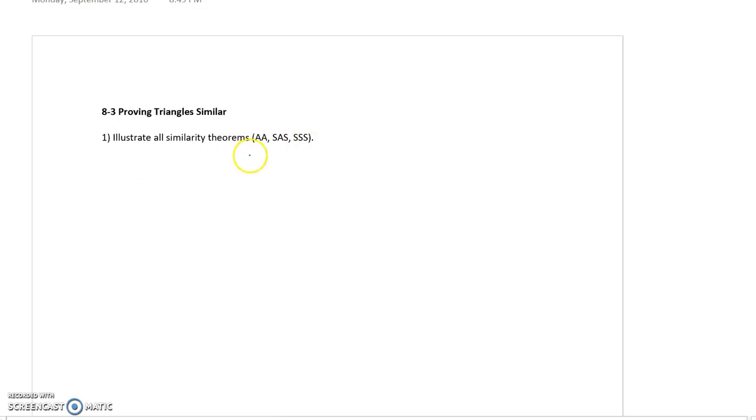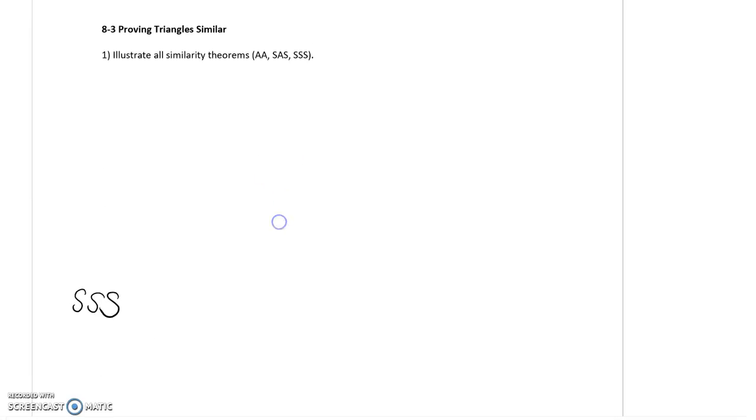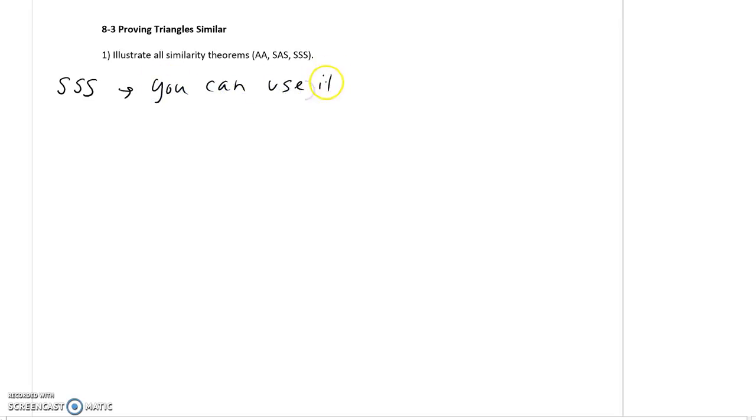We're supposed to illustrate what they mean. I'm going to go through them. So the first one, SSS. With SSS, it stands for side, side, side. You can use it when you know all three sides of both triangles.